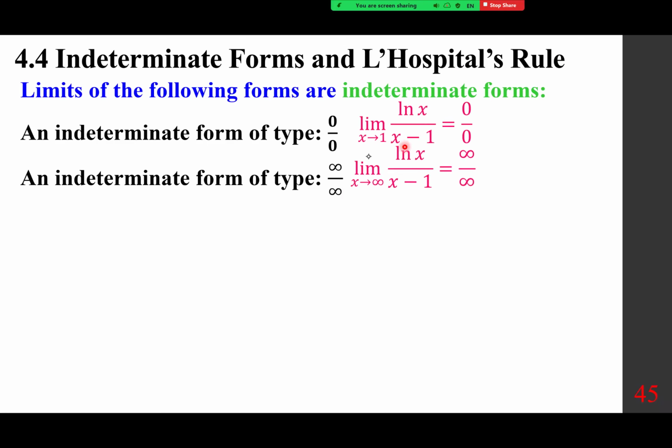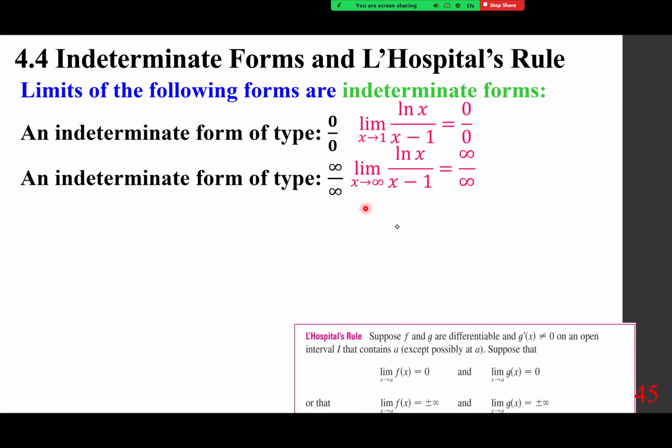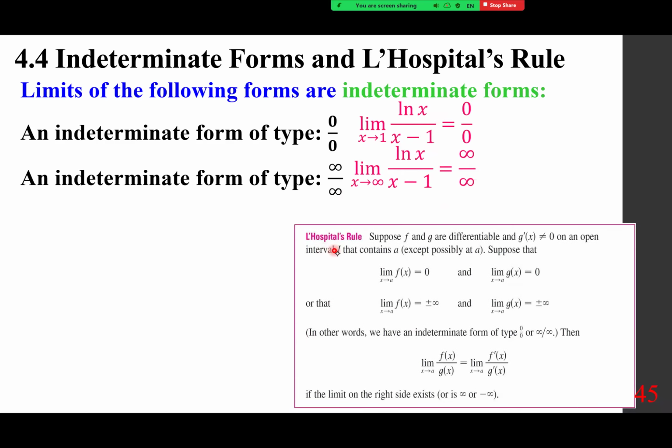The limit of ln x over x minus 1 as x approaches 1 is 0 over 0. The limit of ln x over x minus 1 as x approaches infinity is infinity over infinity. So according to L'Hopital's rule, suppose that f and g are differentiable and g prime is not equal to 0 on an open interval that contains a except possibly at a. Suppose that the limit of f of x as x approaches a is 0, and limit of g of x as x approaches a equals 0, or that the limit of f of x as x approaches a is positive or negative infinity. In other words, we have the indeterminate form of 0 over 0, infinity over infinity.